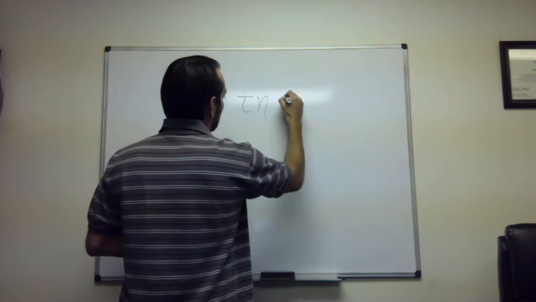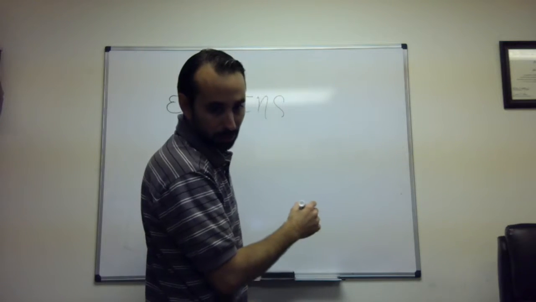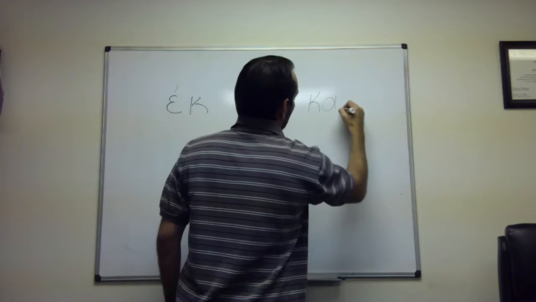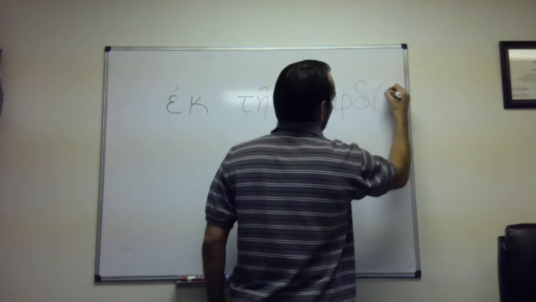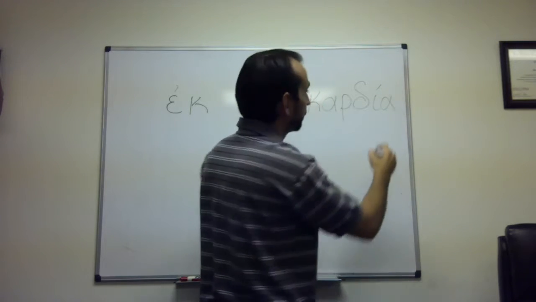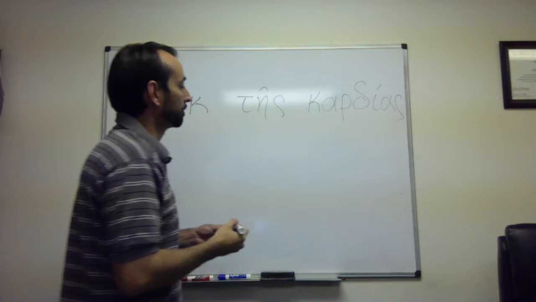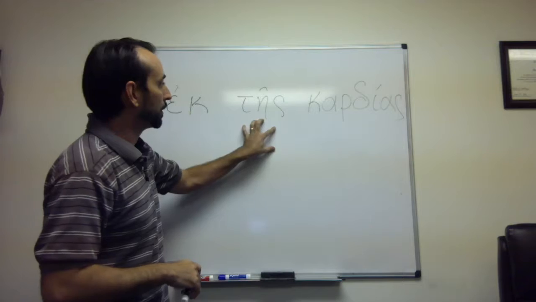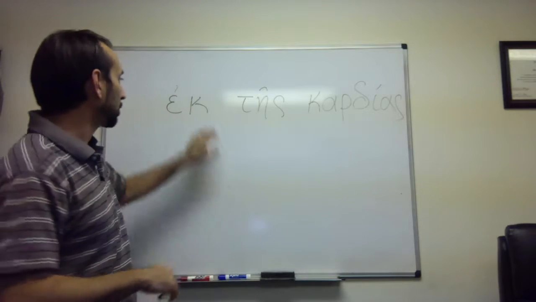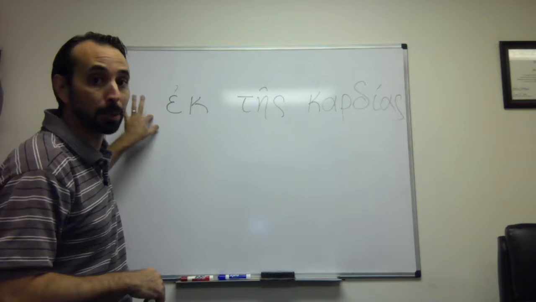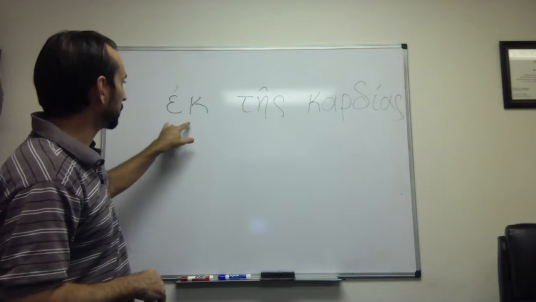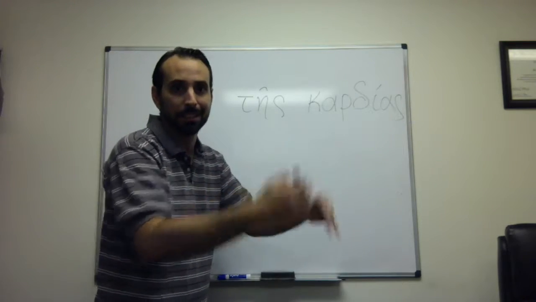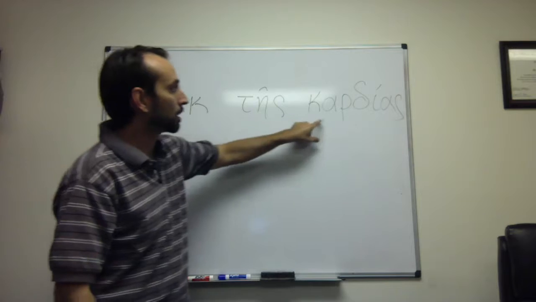Ek tes cardias. Okay, so what he's trying to demonstrate here is that this article and this noun are actually in concord. This is a preposition, ek, or from or out of. Okay, so if I were to translate it, it would be from or out of the heart, from the heart. Okay, so ek tes cardias.